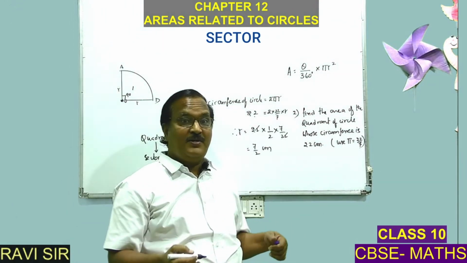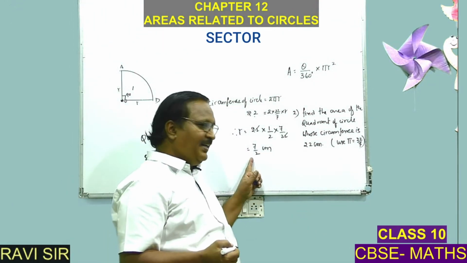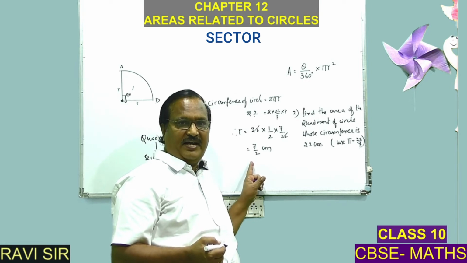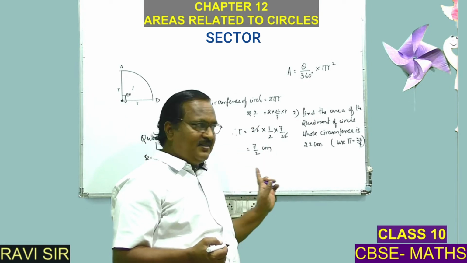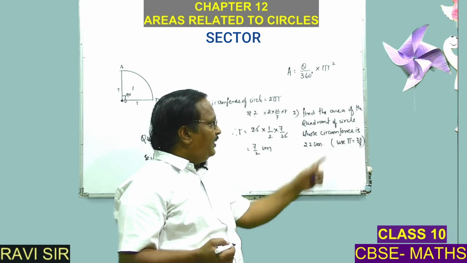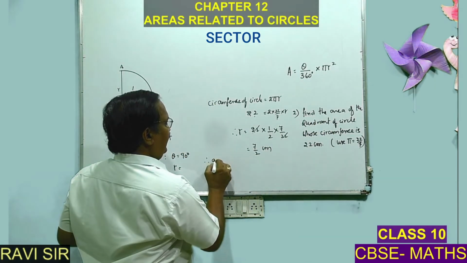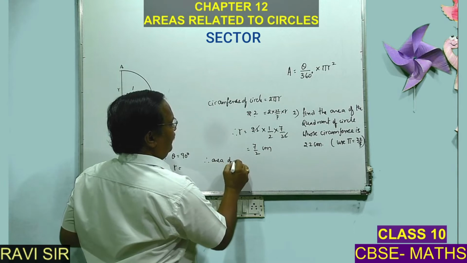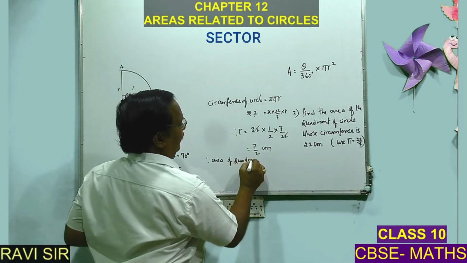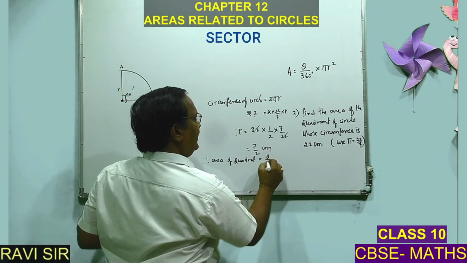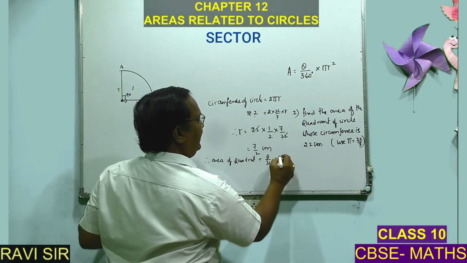Don't put it in the decimal form because the sum is not over. We have to find out some other thing. If it is finally the answer, you cannot put like this because it is an improper fraction. So it is not the answer what is needed here. It is needed area of the quadrant. So therefore, area of quadrant is equal to, okay, you write theta by 360 into pi r square.